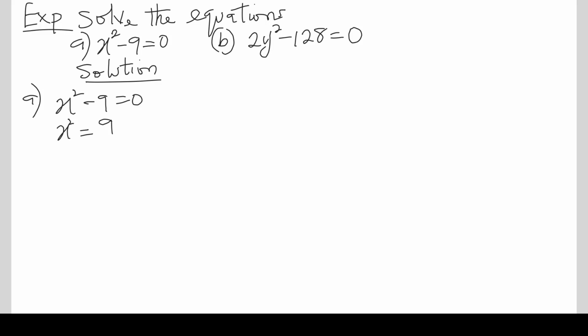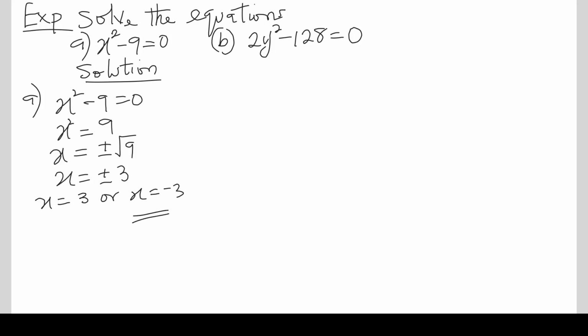So you take the square root of both sides. So we have x equal to plus or minus the square root of 9, and x equal to plus or minus 3. So you can say either x equal to 3 or x equal to minus 3. Another way you can solve this is using difference of two squares.